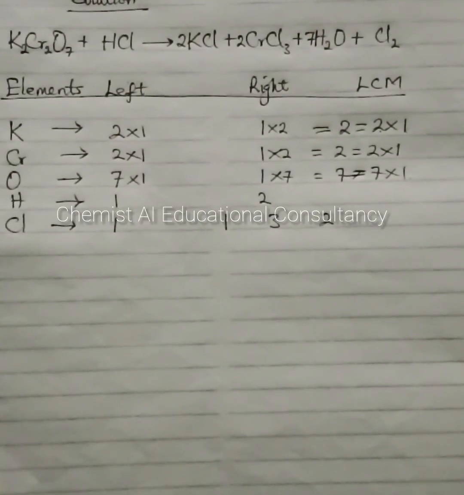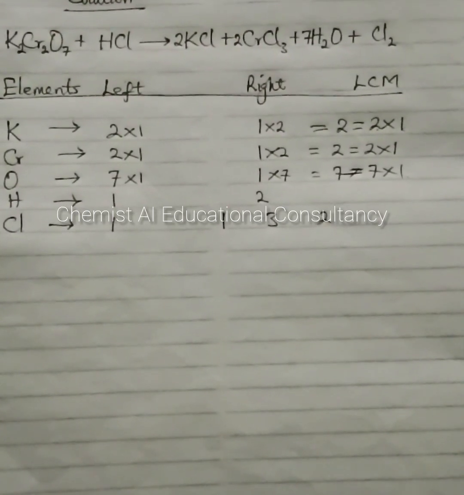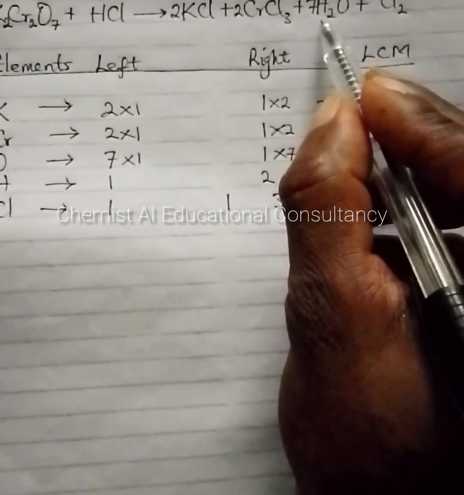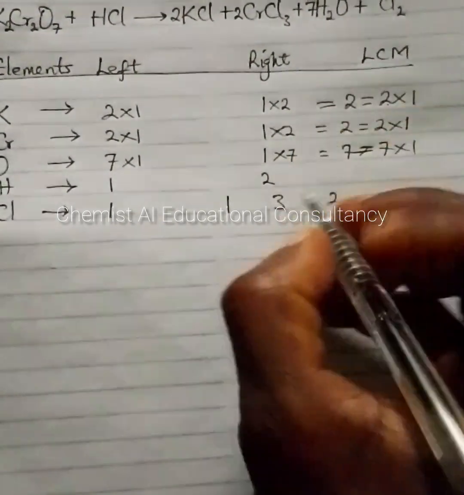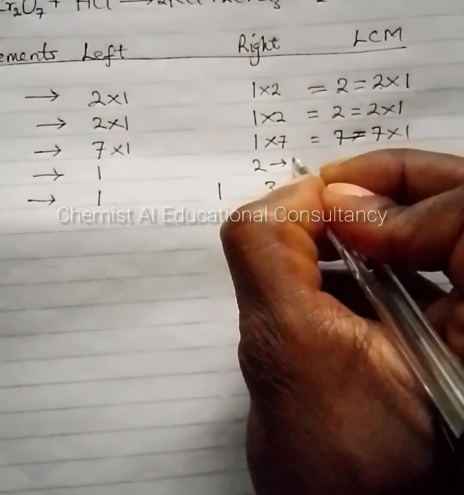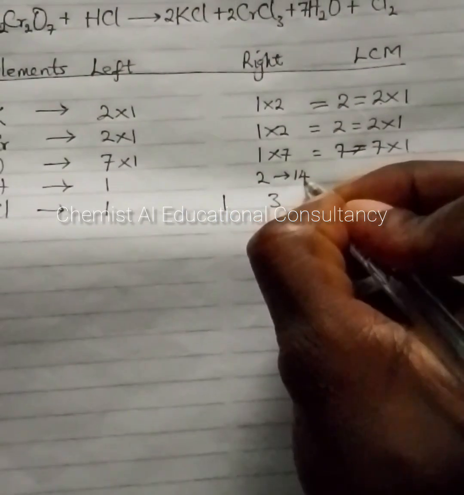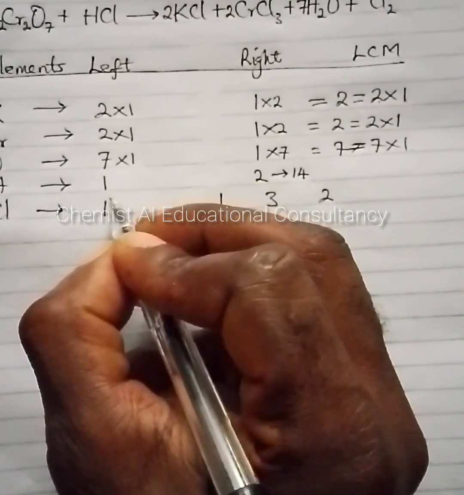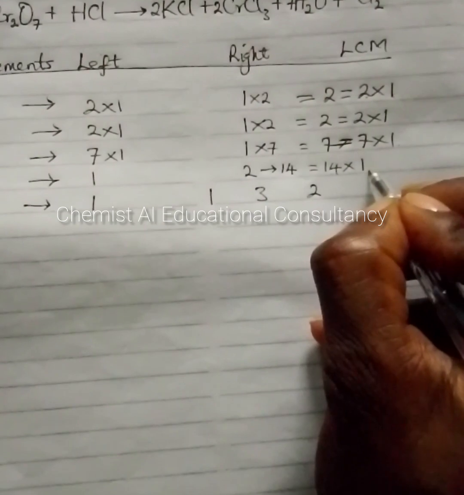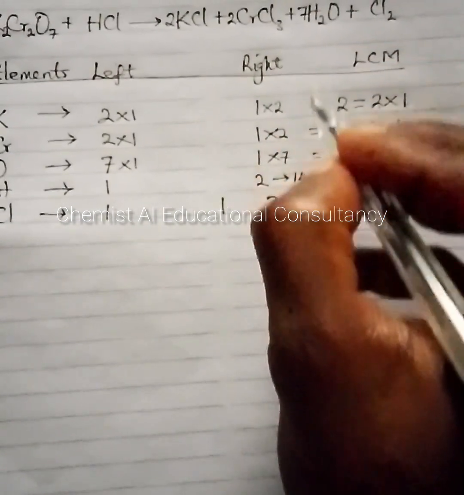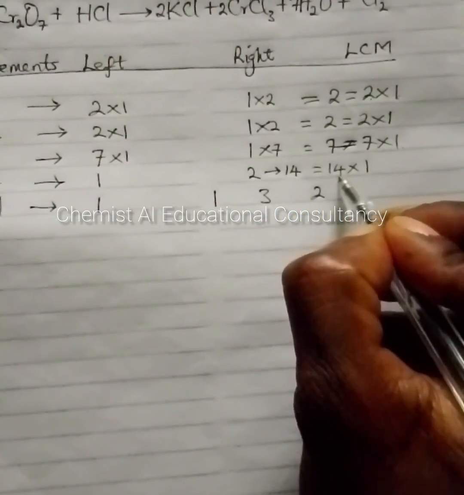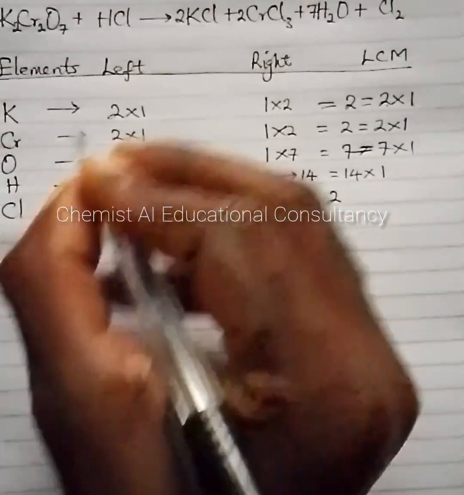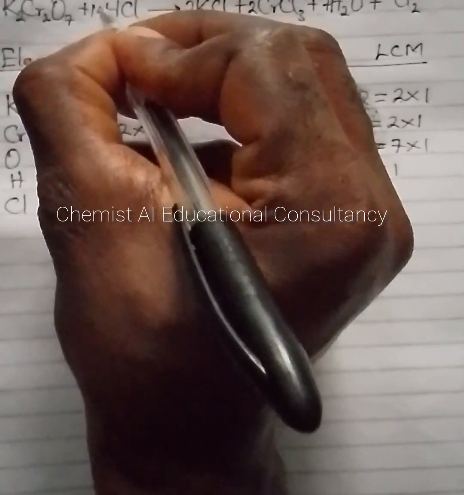Now the next element is hydrogen. Hydrogen is 1 at the left and 2 at the right. But these 2, if you go to the equation, hydrogen is no longer 2. It's 7 times 2, 14. So 2 has become 14 at the right. Therefore, you are going to look for the LCM of 14 and 1, not 2 and 1. So 14 and 1, the LCM is 14, and this 14 means 14 times 1. You are going to go to the left and multiply the 1 by 14, and then write 14 at the back of HCl to balance hydrogen. You can see hydrogen is 14 at the left and also 14 at the right.